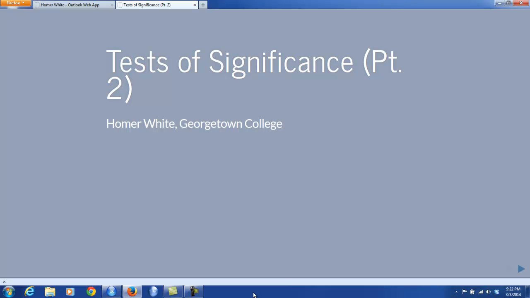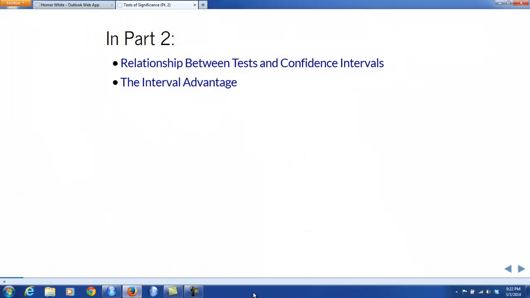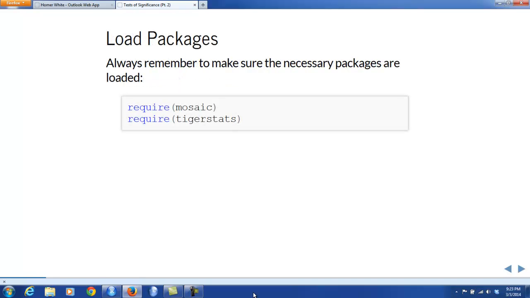We're working on tests of significance. In this part, we're going to make explicit the relationship between tests and confidence intervals. But we're also going to talk about how confidence intervals overall are more informative and give you an advantage over just the results of a significance test. Always remember to make sure the necessary packages are loaded.